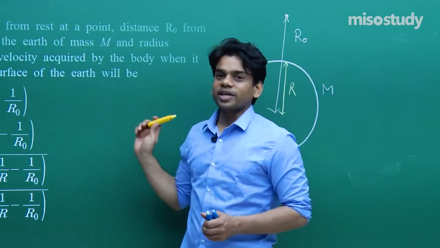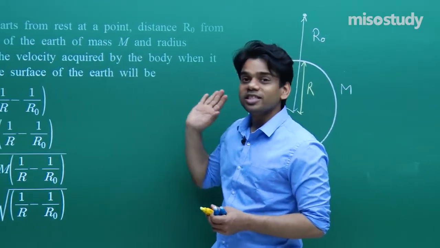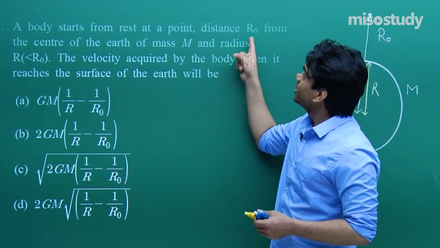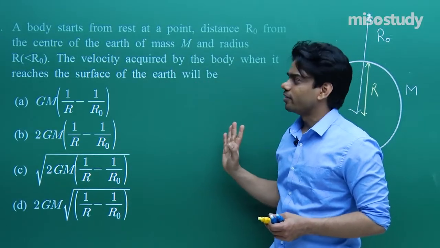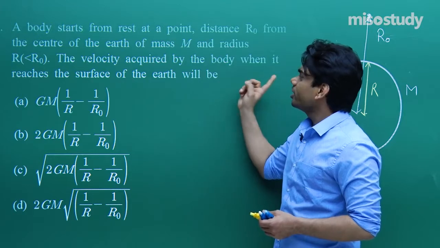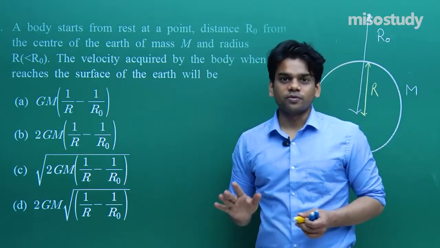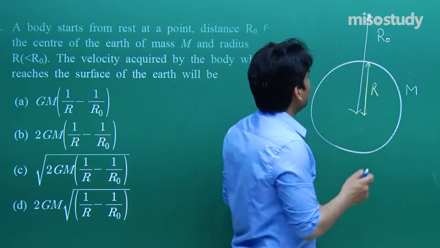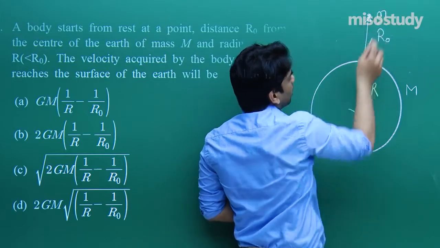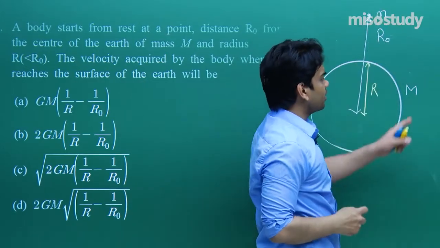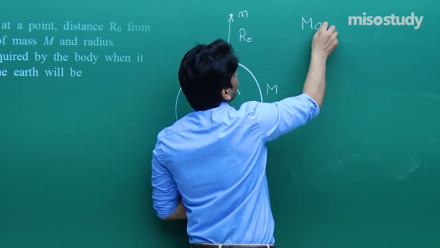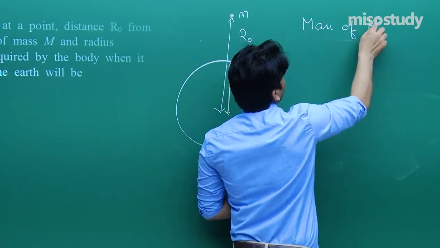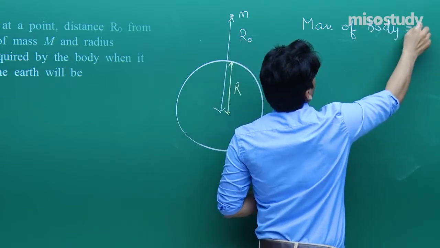So the body starts from rest. The body is at rest, that means initial kinetic energy is 0. Distance r naught from the center of Earth of mass M and radius r, that is what we have. The velocity acquired by the body when it reaches the surface of the Earth, we need to find out. Let's say the mass of the body is small m and the mass of Earth we have already noted down, that is capital M.